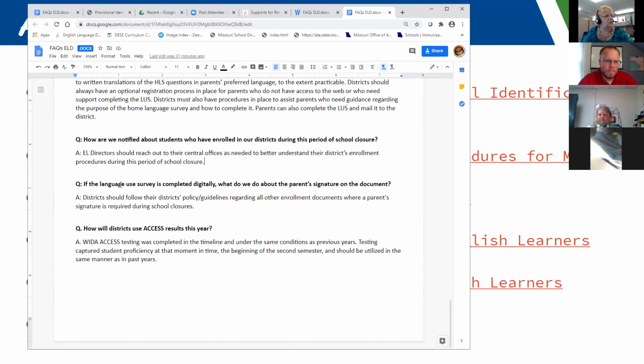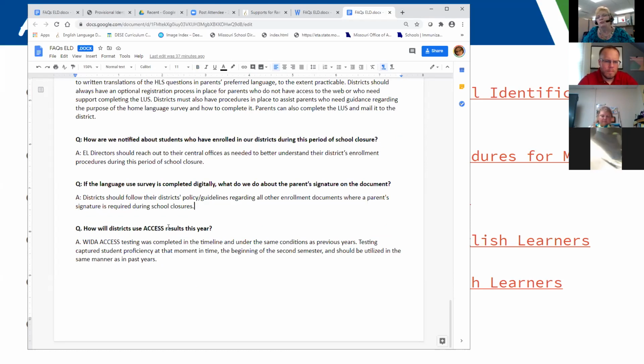And if the language use survey is completed digitally, do we have to get a signature? And again, that's whatever your district policy is. So if your district requires you to get that signature, then you follow what district procedure would be.